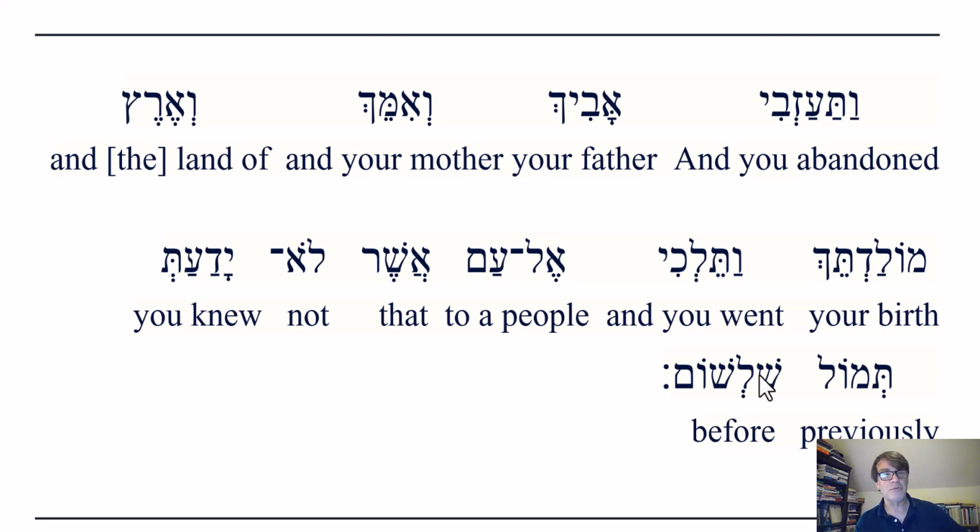Hey, I haven't seen you for three days. And they're like, no, I saw you yesterday. No, I haven't seen you for three days. Well, anyway, actually it's longer than yesterday. It's previously, before. You didn't know us previously. These are both adverbs, as it turns out. So tamol is previously, and shilshom, three days ago or something like that, just means you didn't know me ever. Something like that. Strange idiom, but languages are fun, aren't they?